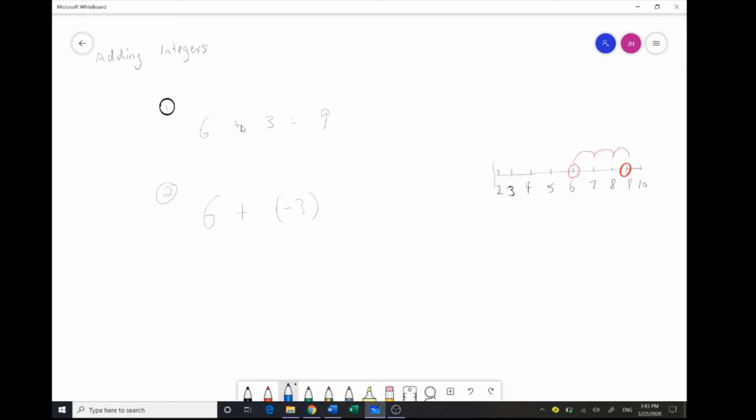But now I have 6 plus -3. In this case, when I add a negative number, I move to the left side. So instead of going to the right for 3 units, I will go to the left for 3 units to answer my number 2 question, which is here. So 6 plus -3 equals +3.